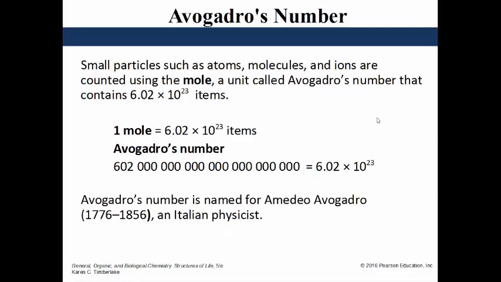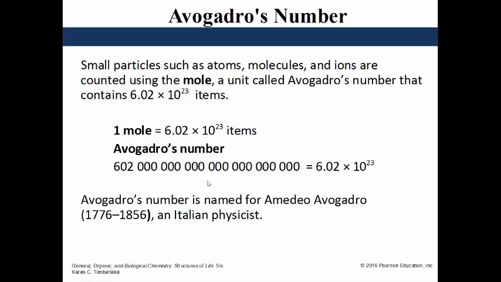Now, very small particles like atoms and molecules and ions are very, very high in number. There has to be an easier way to count them, or an easier way to represent such a large quantity. Because they exist in such high numbers, there's a counting unit called the mole that's used to represent them. And that mole is represented by what's called Avogadro's number. That number represents 6.02 times 10 to the 23rd power. Very, very large number. And here it is written out.